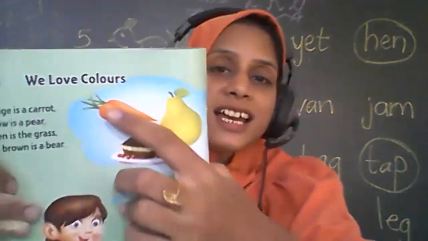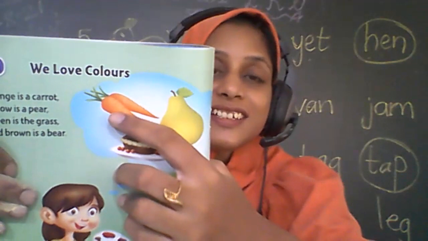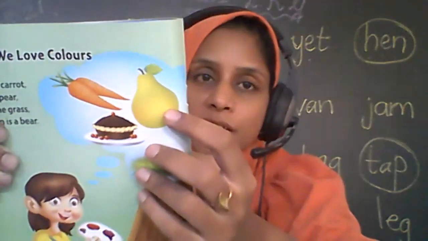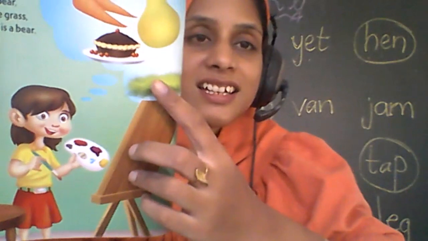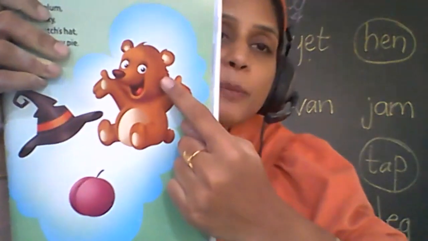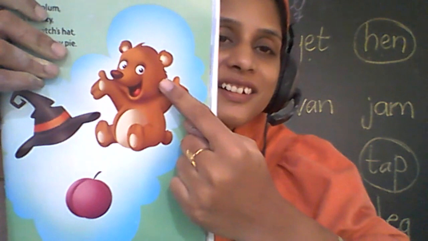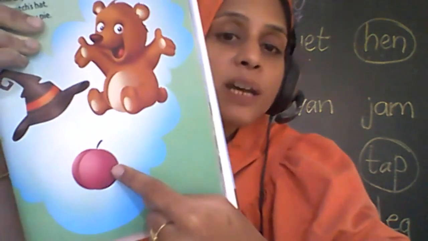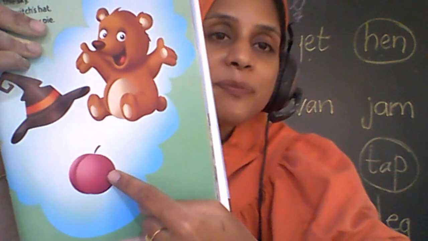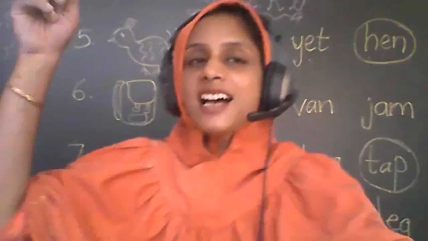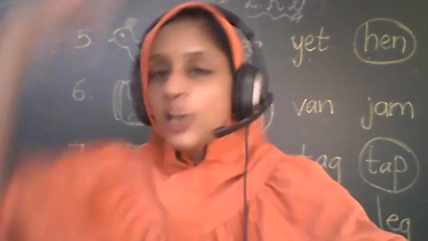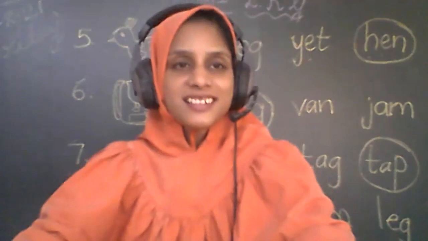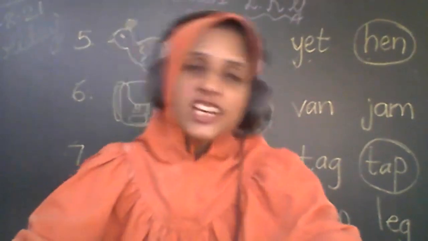Orange is the carrot. Yellow is the pear. Green is the grass. And brown is the bear. Purple is the plum. Blue is the sky. And black is the witch's hat. And red is cherry pie.